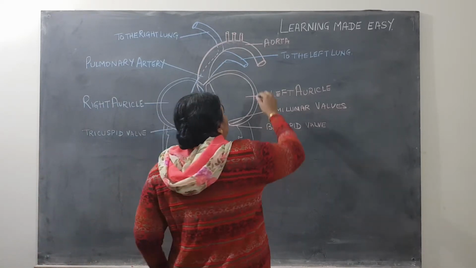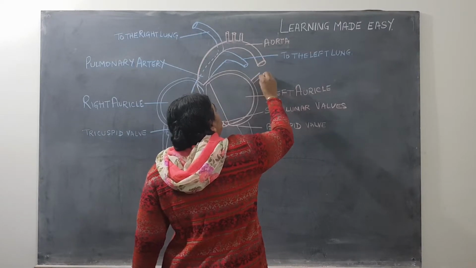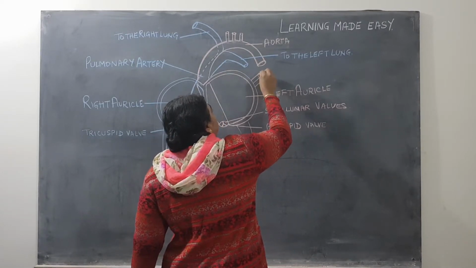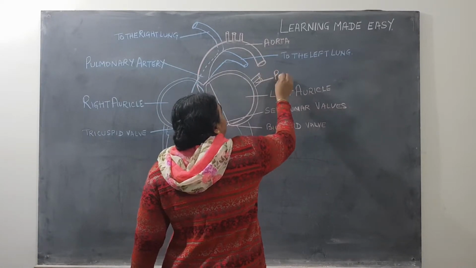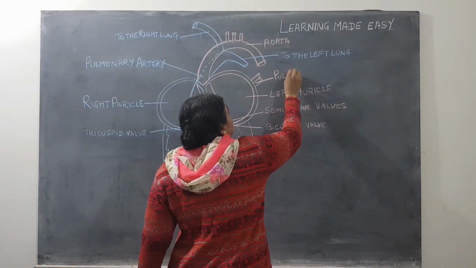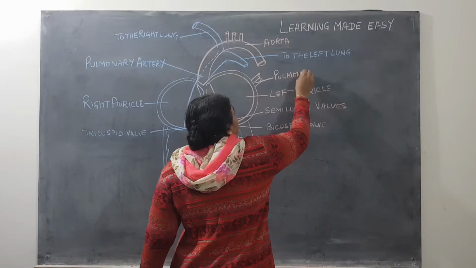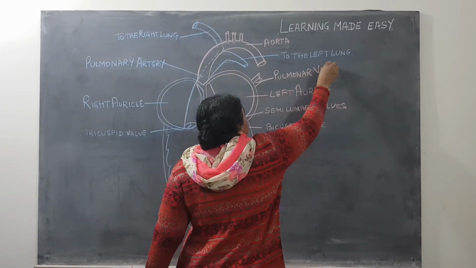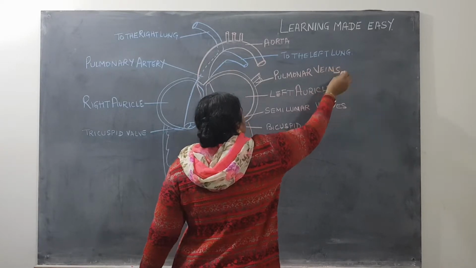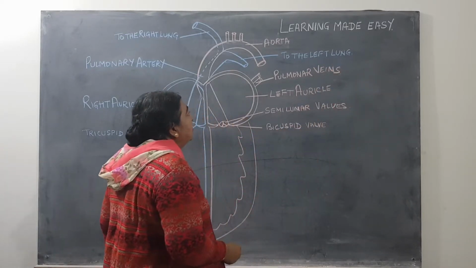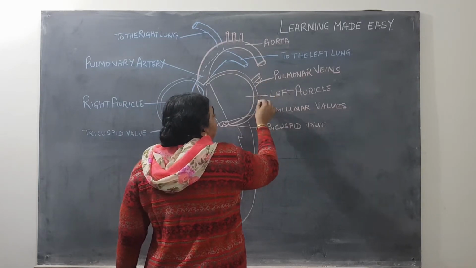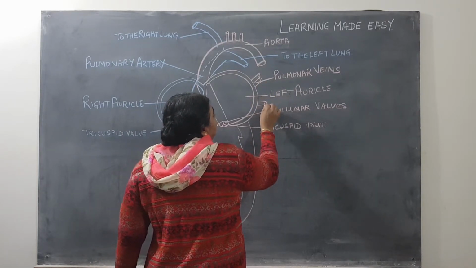The left auricle receives blood from both the lungs with a set of pulmonary veins. This is from the left lung, from the right lung, and this is from the left lung.